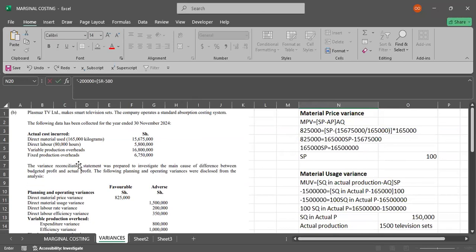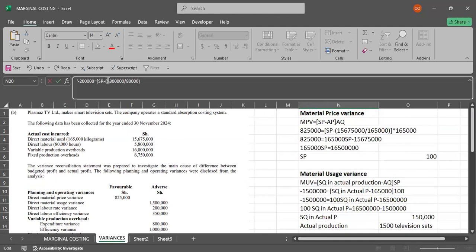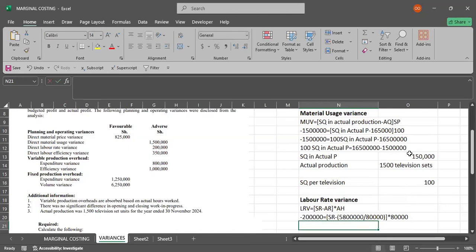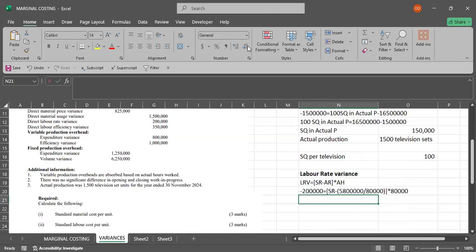So it is 5,800,000. We divide by 80,000. So that section will give us what we call actual rate. Then to that actual rate, we need to multiply it by actual labor hours. What is our actual labor hours? Our actual labor hours is equal to 80,000. So this is what we need to solve to get the unknown standard rate. Great. So let's proceed.